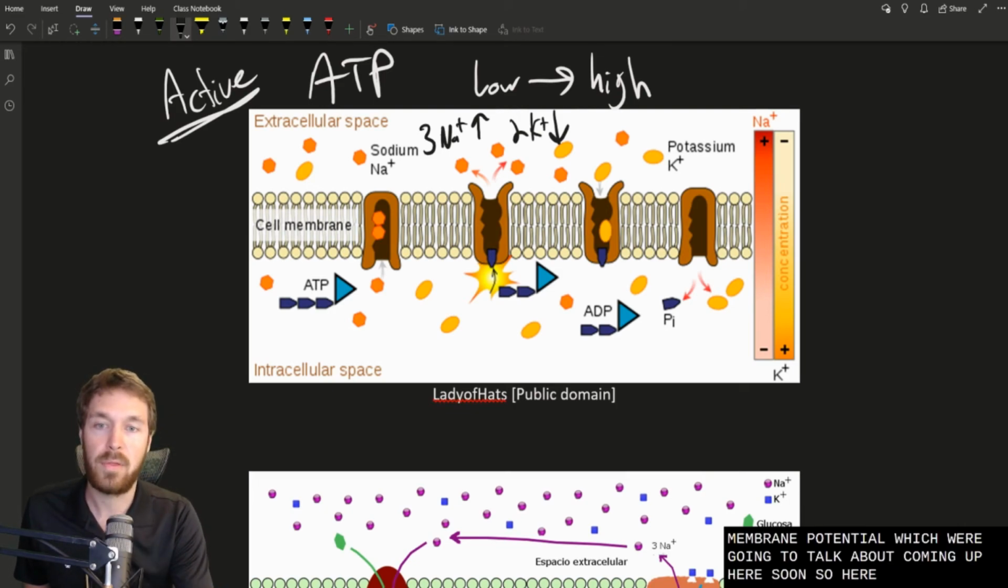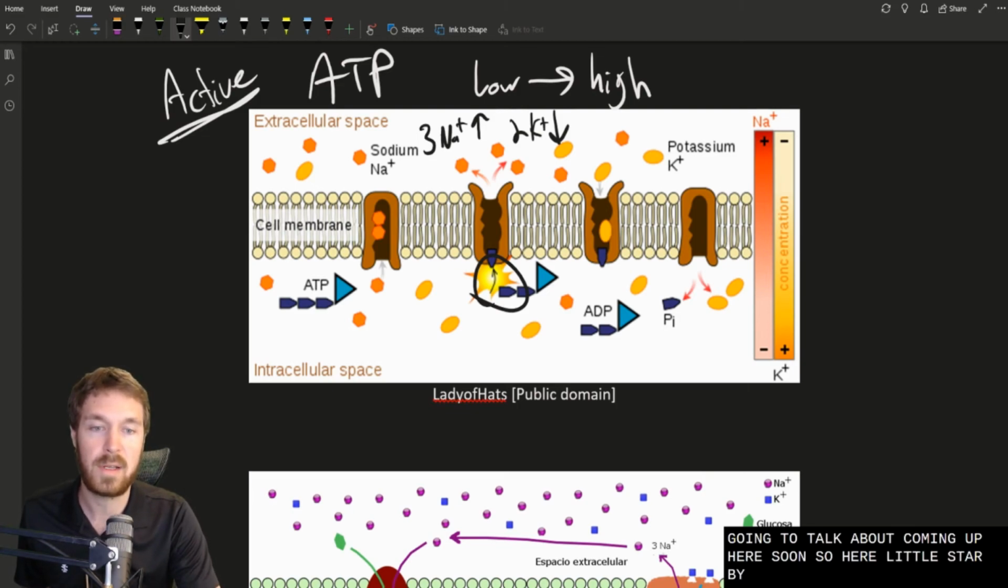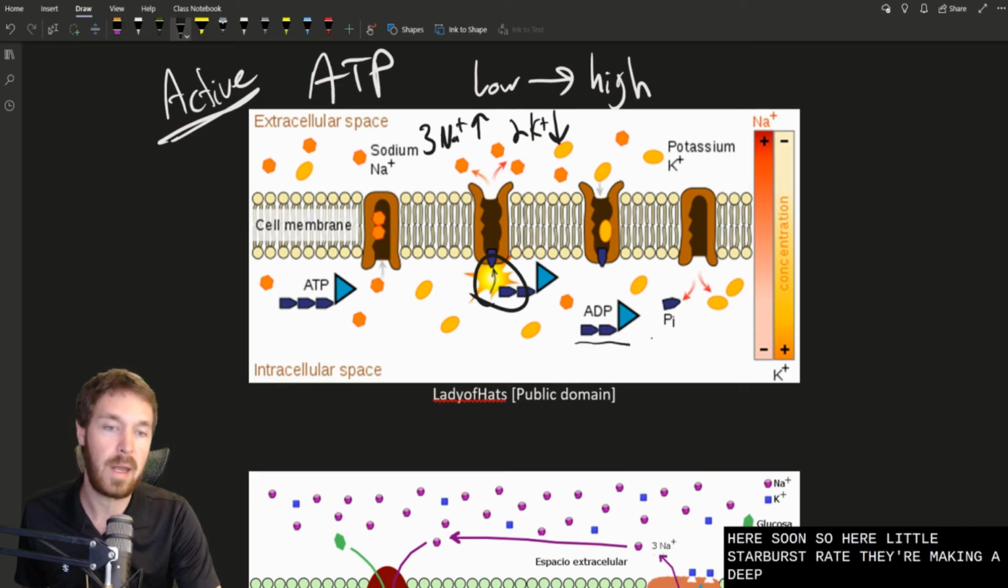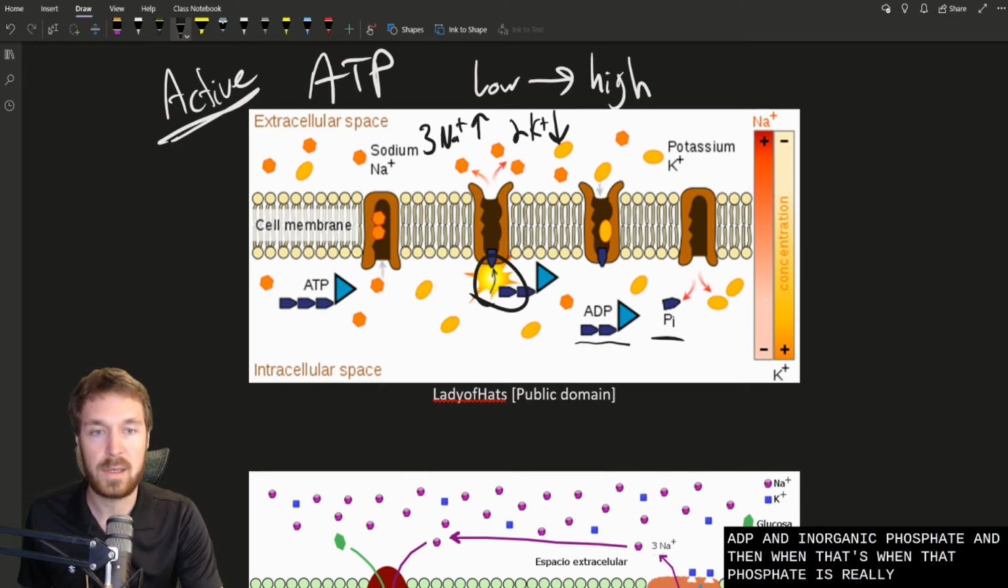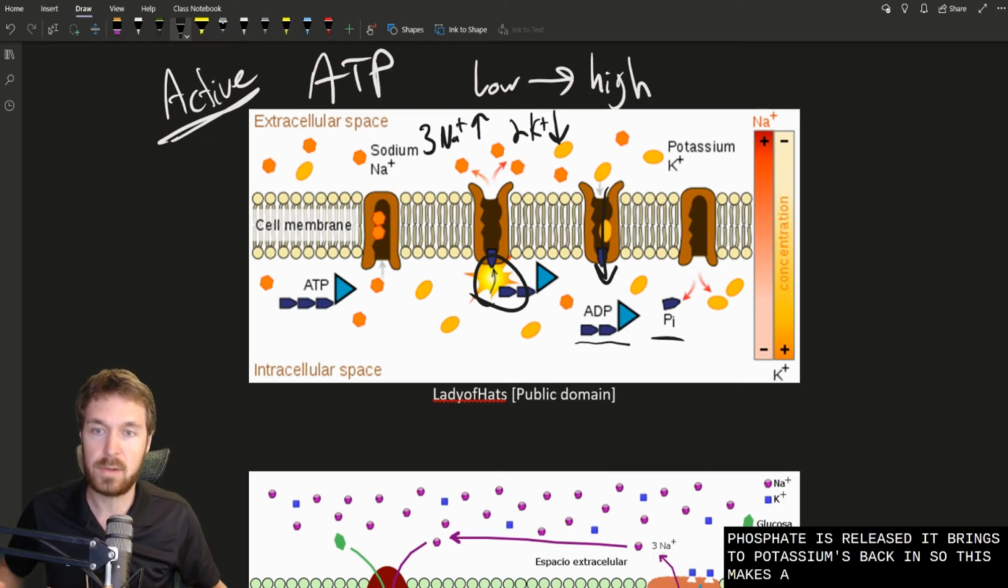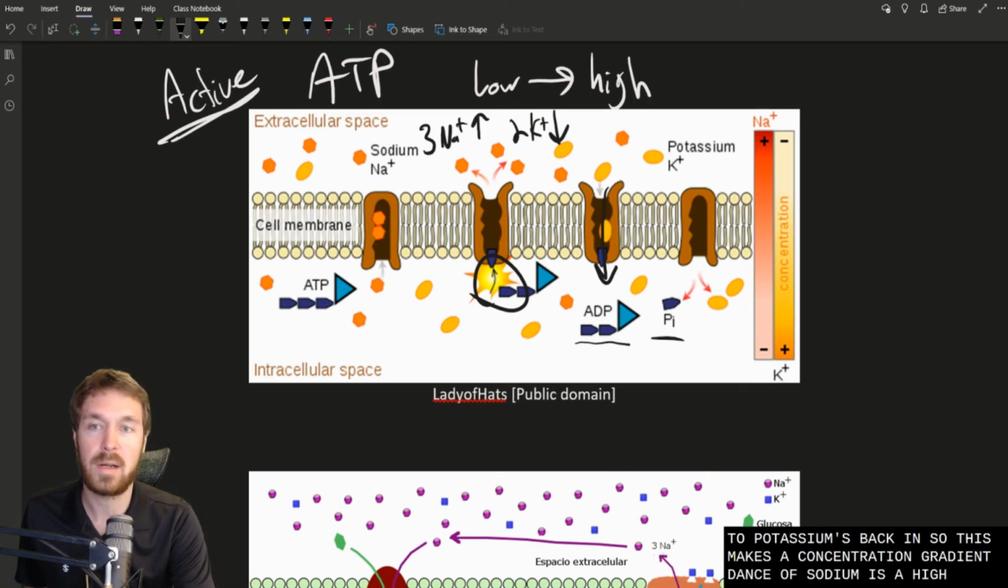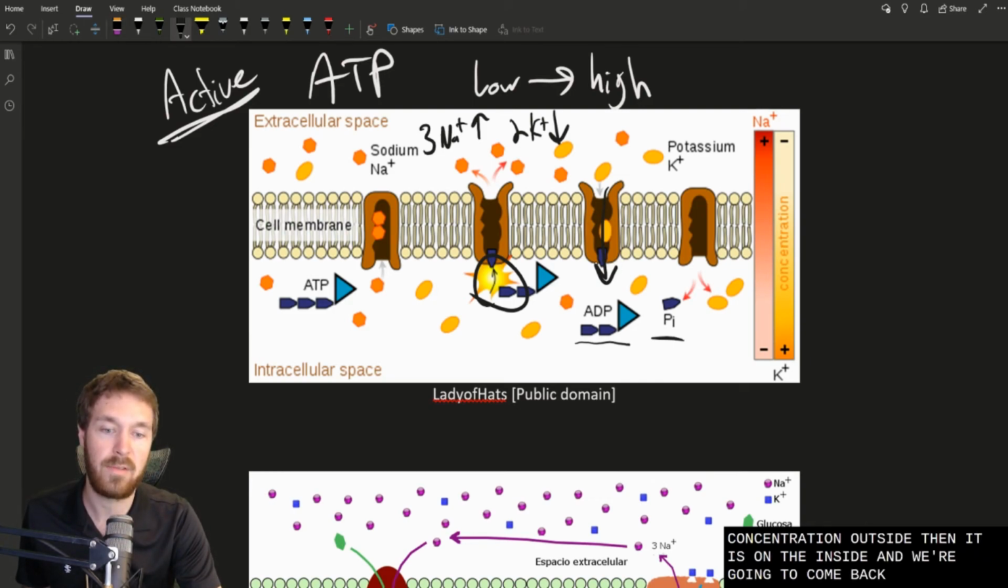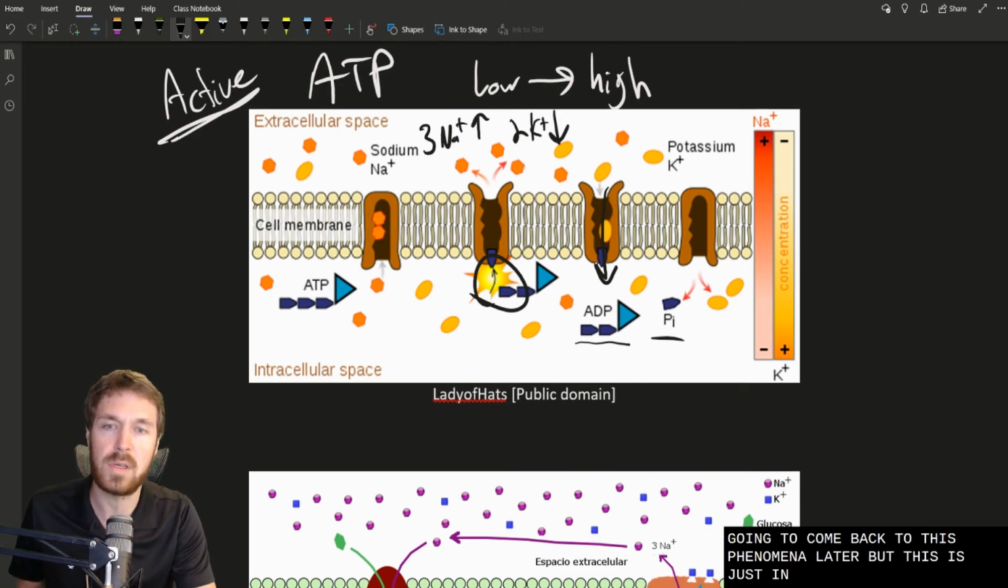So here, 3 sodiums get pumped out, using the energy from ATP, that's a little starburst right there, making ADP and an inorganic phosphate. Then when that phosphate is released, it brings 2 potassiums back in. So this makes a concentration gradient. Sodium is a higher concentration outside than it is on the inside, and we're going to come back to this phenomenon later, but this is just introducing active transport.